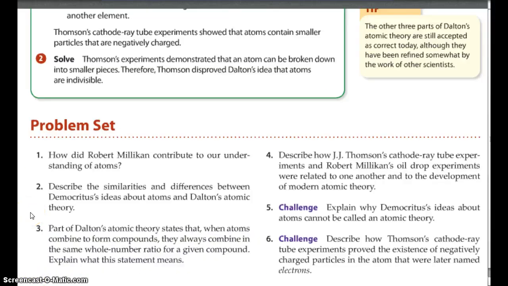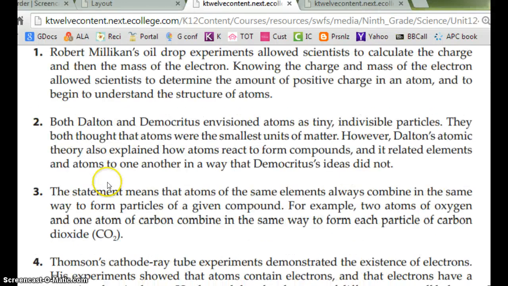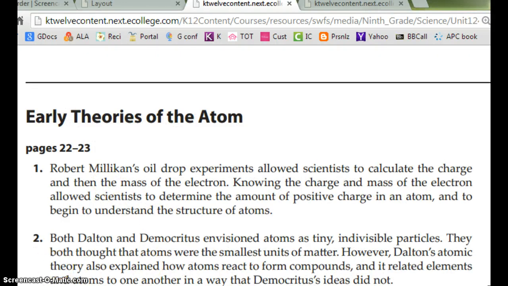Question 2. Describe the similarities and differences between Democritus' ideas about atoms and Dalton's atomic theory. Hit pause, get your answer. Answer is, both Dalton and Democritus envisioned atoms as tiny, indivisible particles. They both thought that the atoms were the smallest unit of matter. However, Dalton's atomic theory also explained how atoms react to form compounds, and it related elements and atoms to one another in a way that Democritus' ideas didn't.